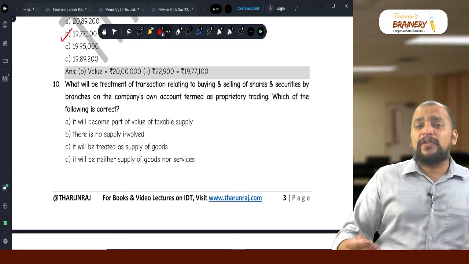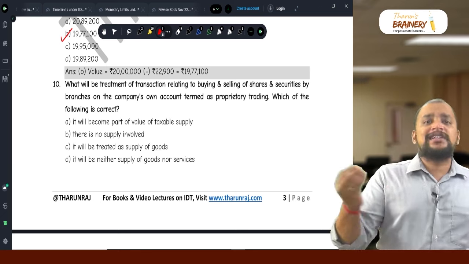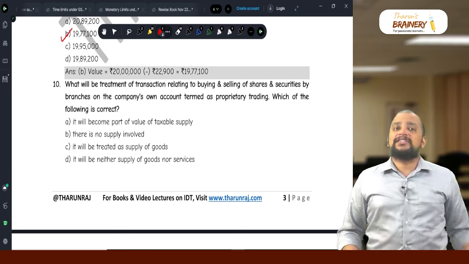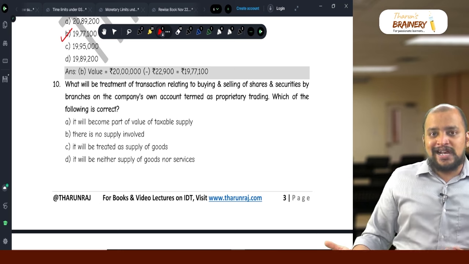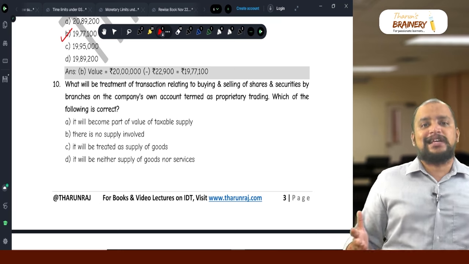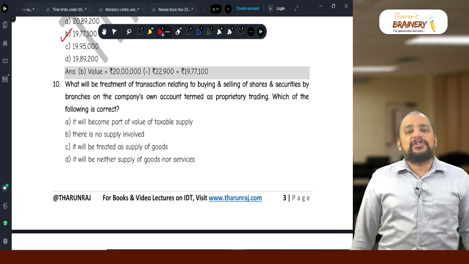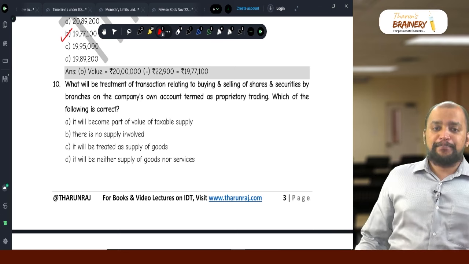Then it will never be treated as goods or services, because transaction in securities is not facilitating or arranging a transaction in securities. These are purely transactions in securities. Purely transaction in securities is not at all a supply.